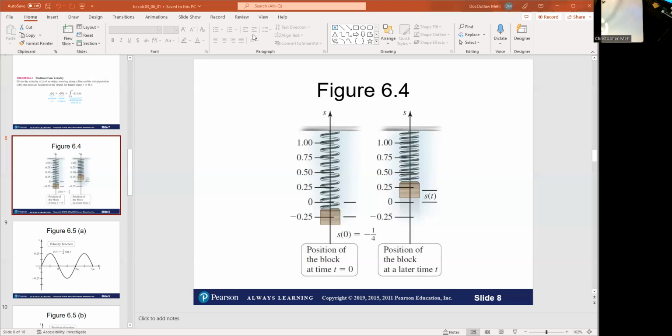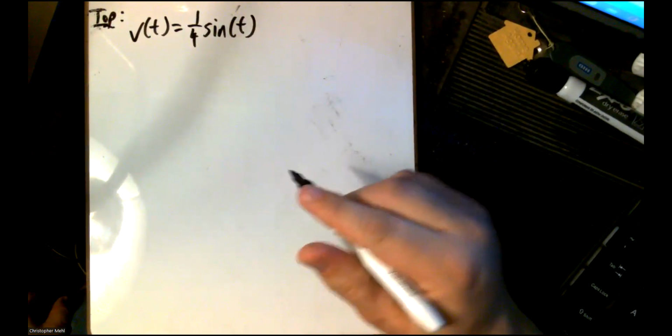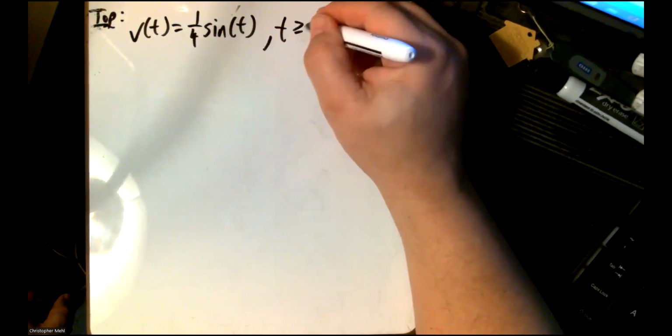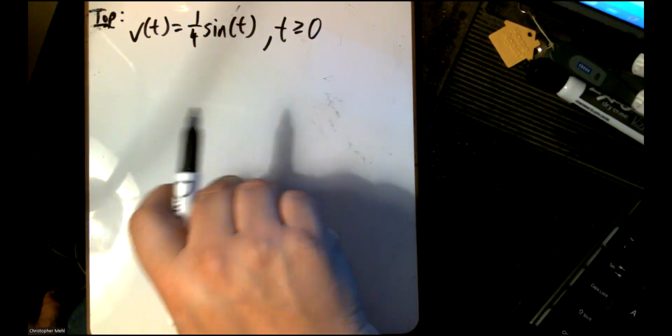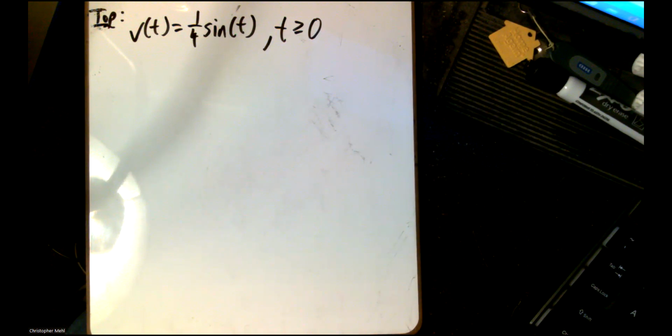The velocity, once we let it go, is given by V of T equals 1/4 sine of T, where T is greater than or equal to 0. We assume the upward direction is positive. Does this make sense? Well, yeah, because the spring's just going to bounce up and down, right? It's going to go back above, then drop, and back above and drop.